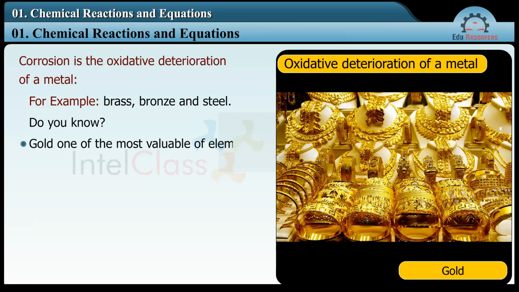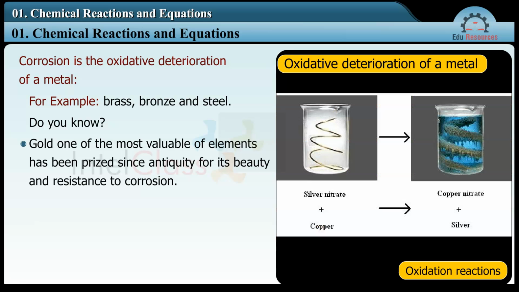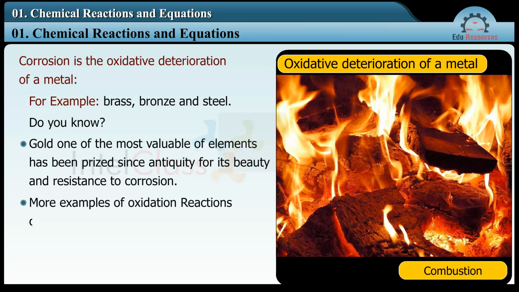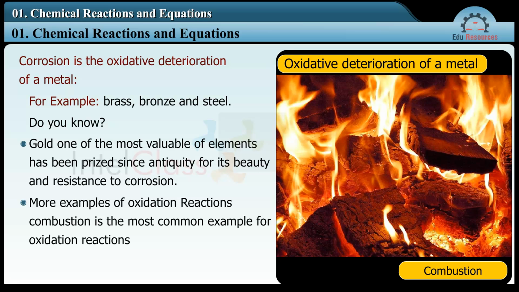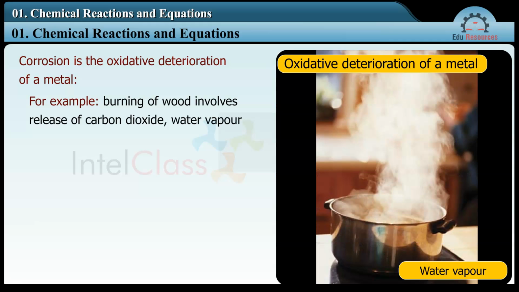Gold, one of the most valuable elements, has been prized since antiquity for its beauty and resistance to corrosion. More examples of oxidation reactions. Combustion is the most common example of an oxidation reaction. For example, burning of wood involves release of carbon dioxide, water vapor along with a huge amount of energy.